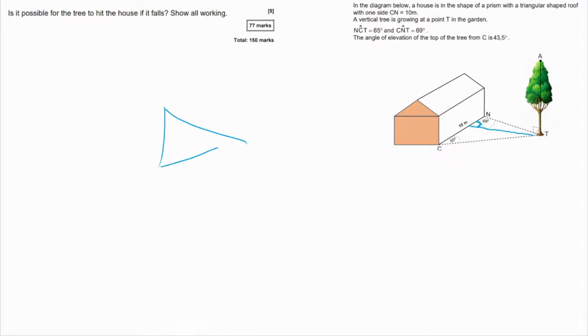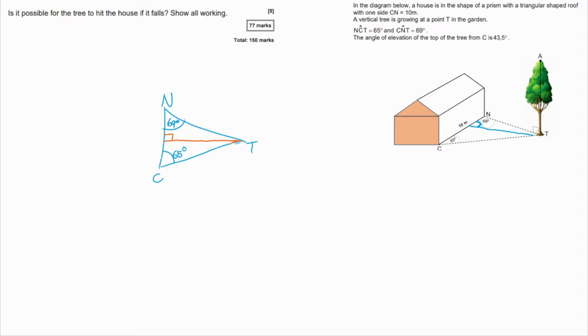So we have this. This is CNT. I'm looking at a top view down onto this triangle. This angle here is 65 degrees, and this one is 69 degrees over here. Obviously we can work out this one by angles in a triangle if we need it. But anyway, the shortest distance from point T to the house will be 90 degrees, so it will be perpendicular. It'll be this perpendicular distance.